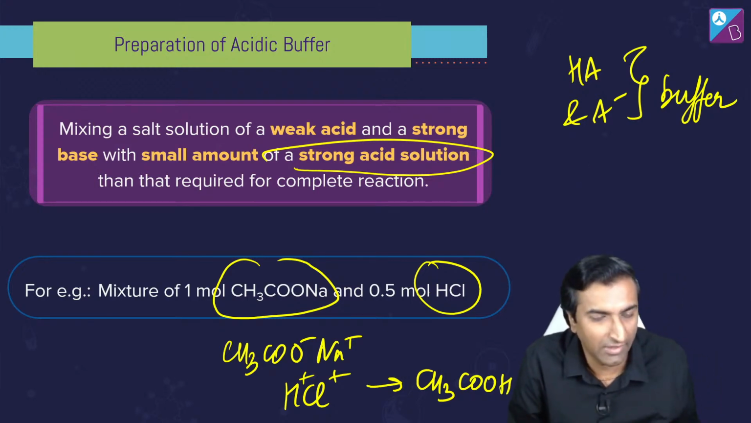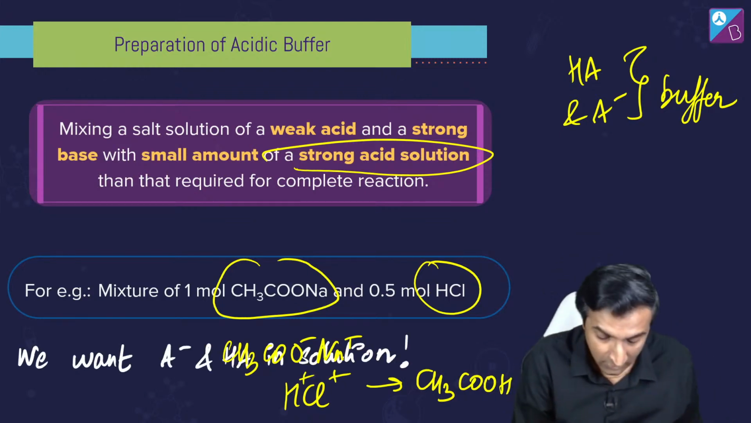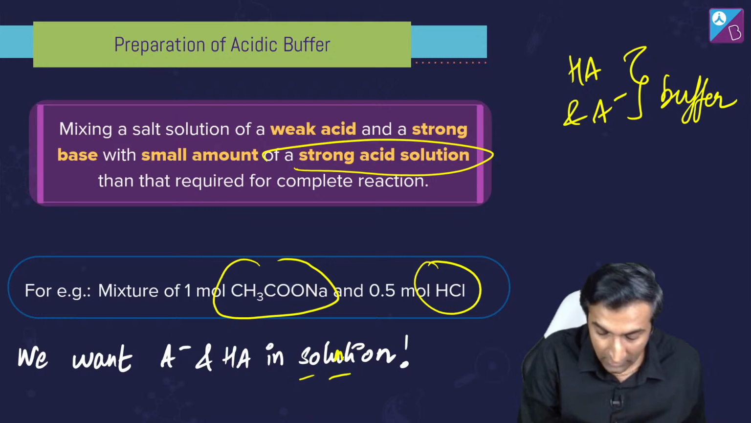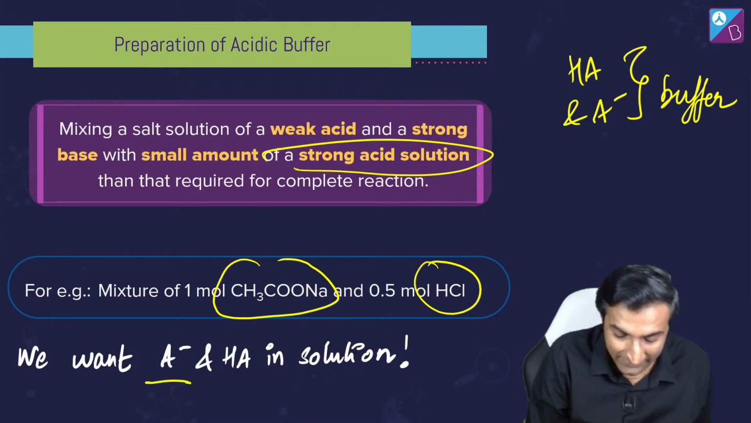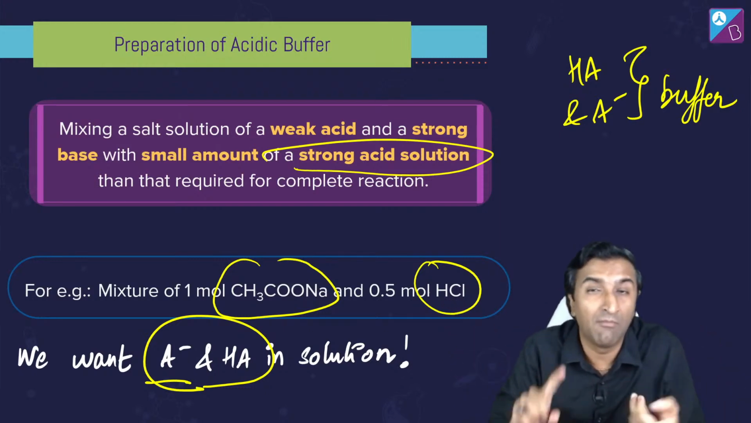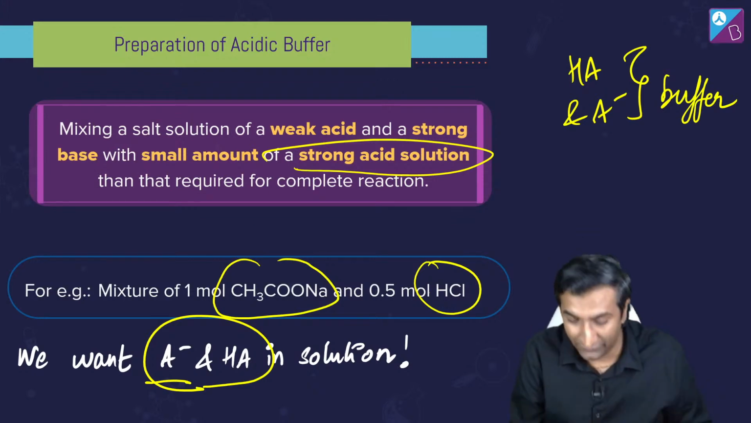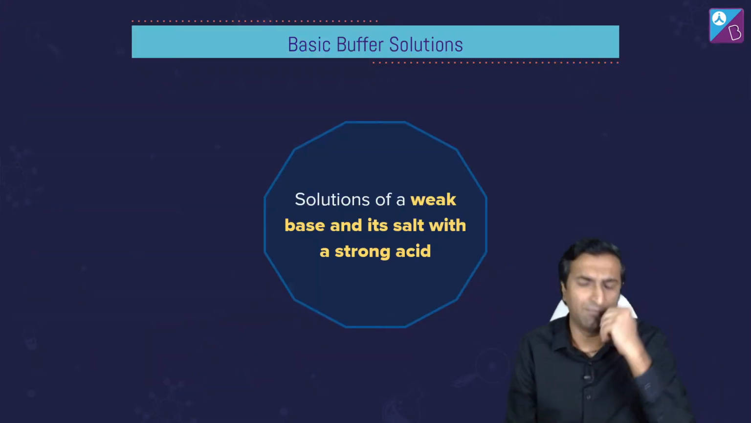Cool, Mohit Rao? Okay, good. Good that you understood. Good, good, good. You attracted me, so I hope you understood. Okay? The goal is that we want A minus and HA in solution by hook or by crook. I told you three things, but it is not something for you to remember. Number 1, number 2, number 3, nothing like that. Look at what's in front of you and decide for yourself. Okay? Similarly, you can make basic buffer solutions.